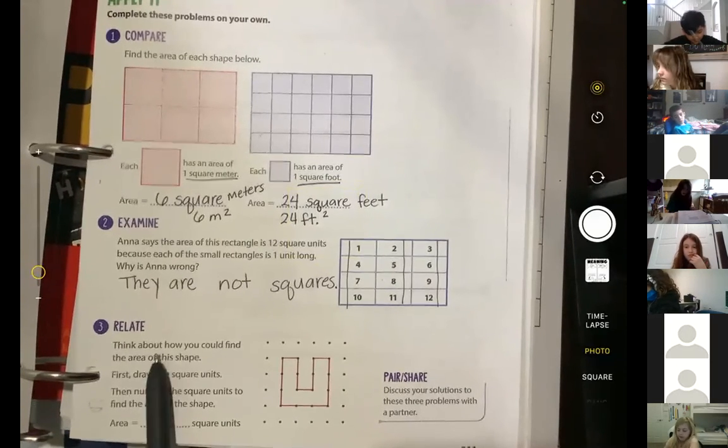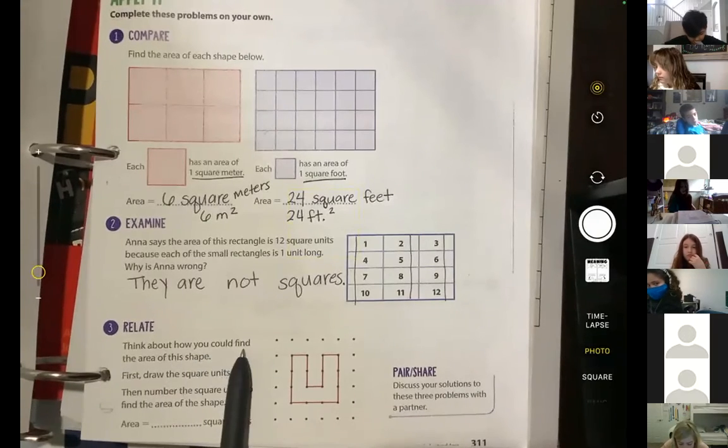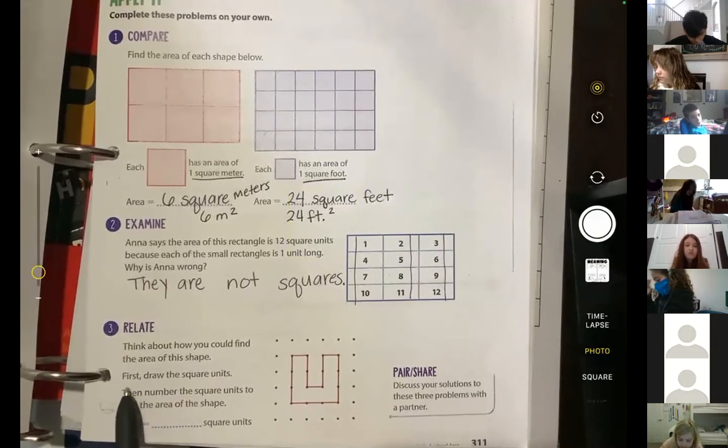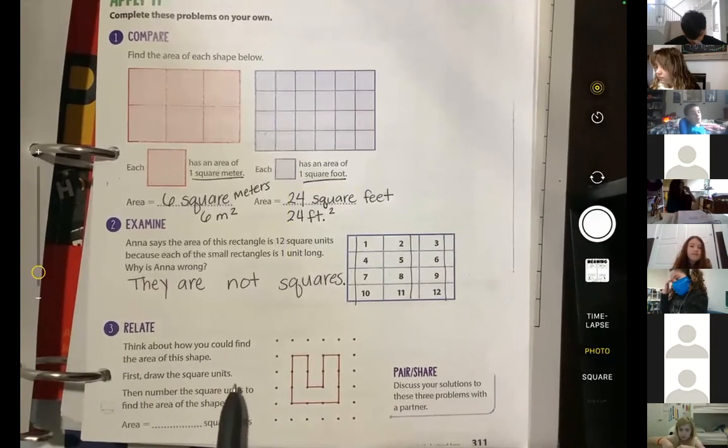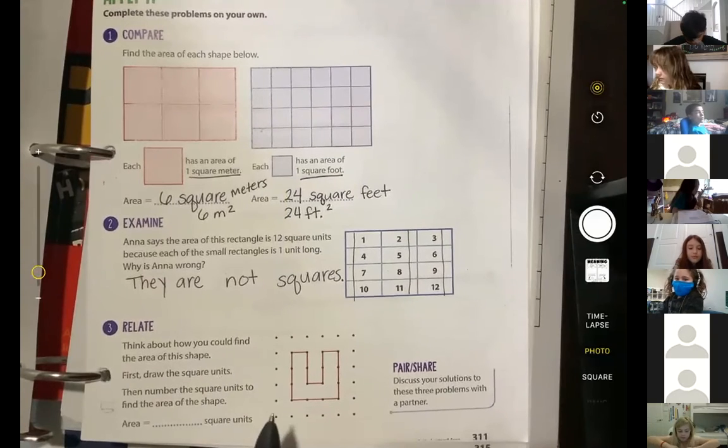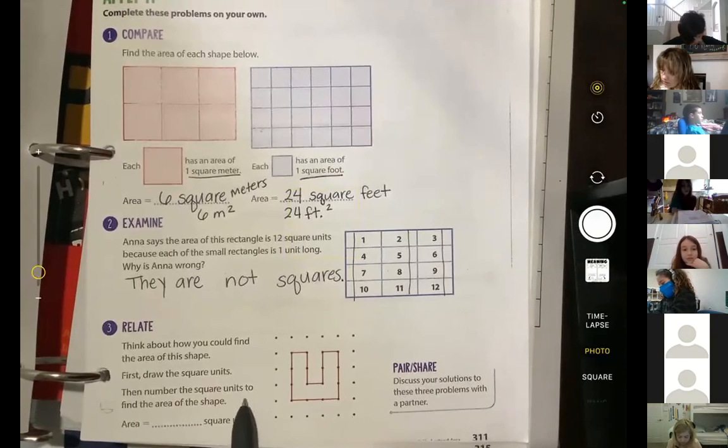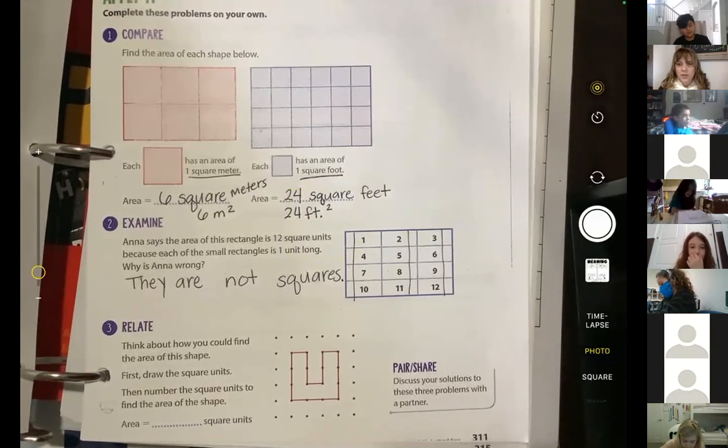Think about how you could find the area of this shape. First, draw the square units, then number the square units to find the area of the shapes. Area. Right. Perfect. Good job, Isaiah.